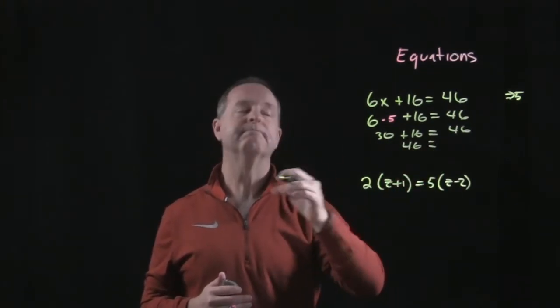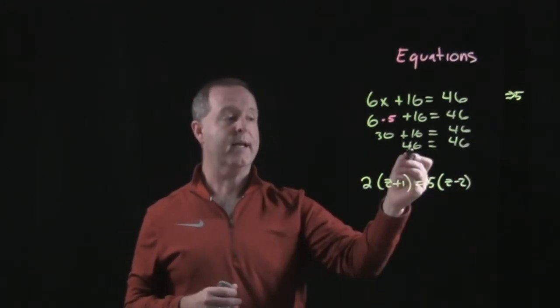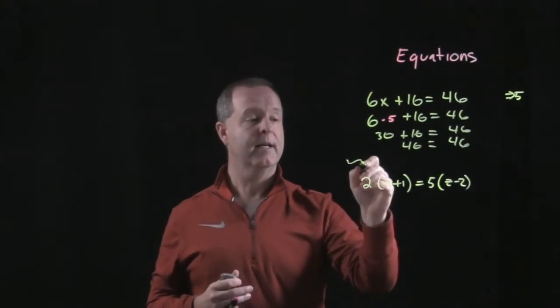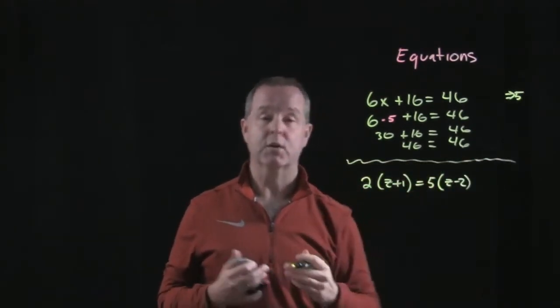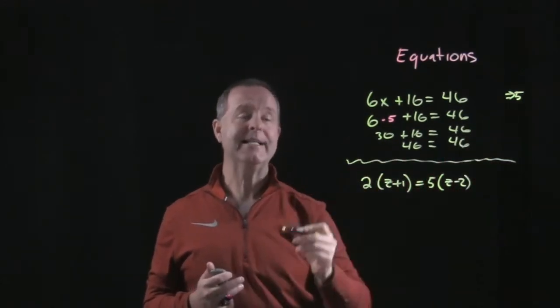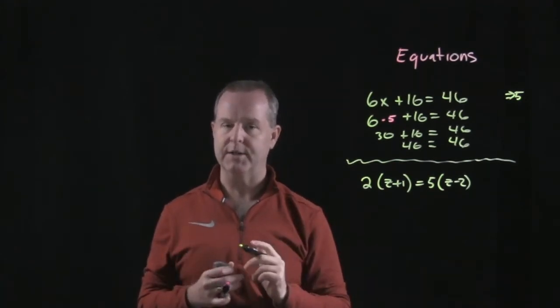What'd you guys get? You guys got 46. It didn't change at all. And we see that we get an equation that we know to be true. 46 does indeed equal 46. So what that tells me is the value that we chose to begin with, 5, is the value of x that makes that a true statement, a true equation.